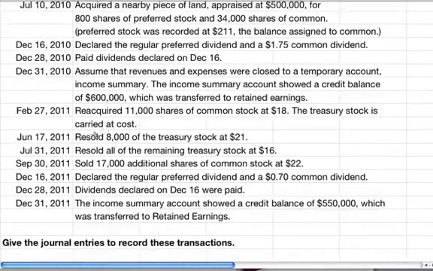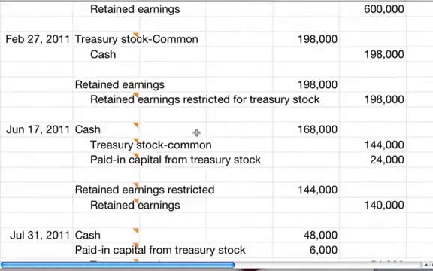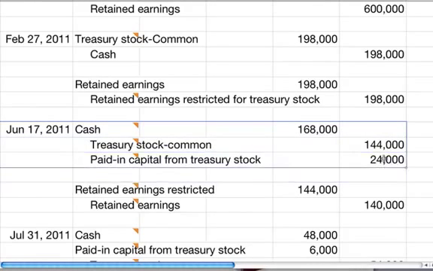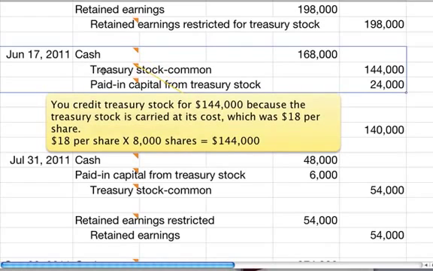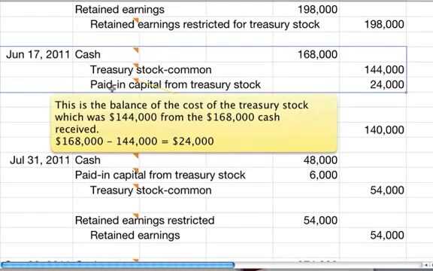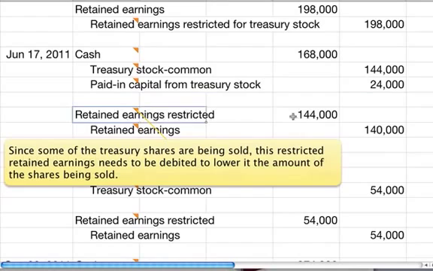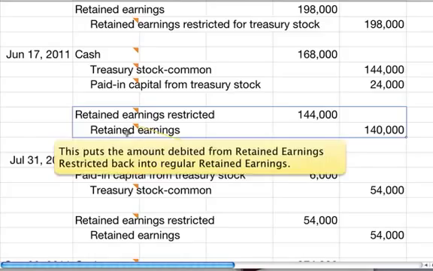Our next transaction is on June 17th. We resold 8,000 shares of the treasury stock at $21 a share. That's this journal entry right here. We sold 8,000 shares at $21 per share. It's $168,000. You credit treasury stock for $144,000 because it's carried at cost, and the paid-in capital from treasury stock is just the balance. And then these transactions reverse, like I mentioned. Because we sold them again, we're debiting retained earnings restricted and putting that money back into regular retained earnings.